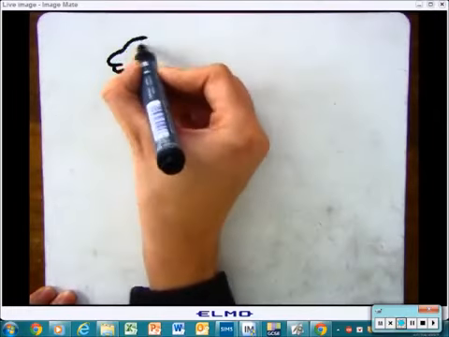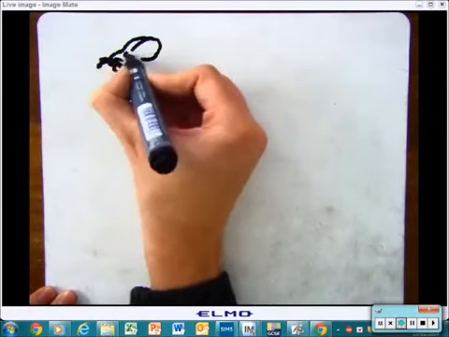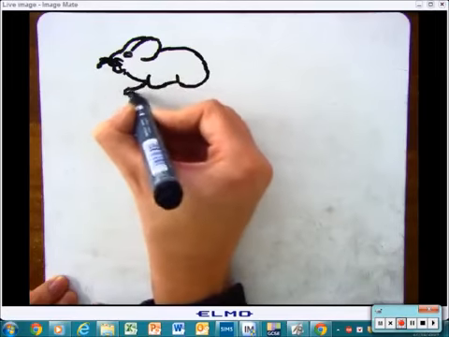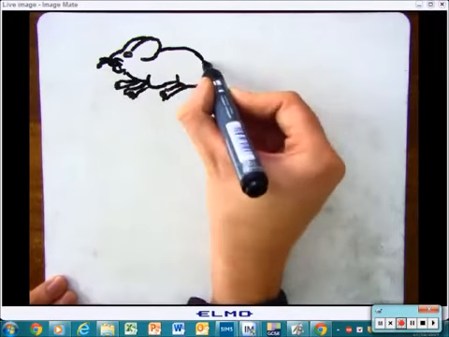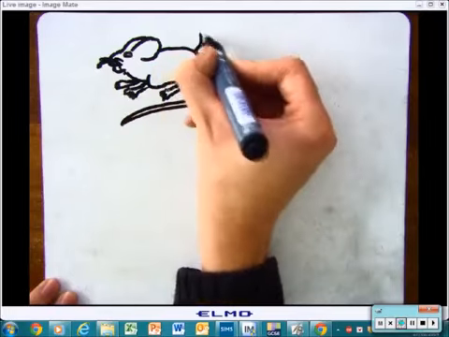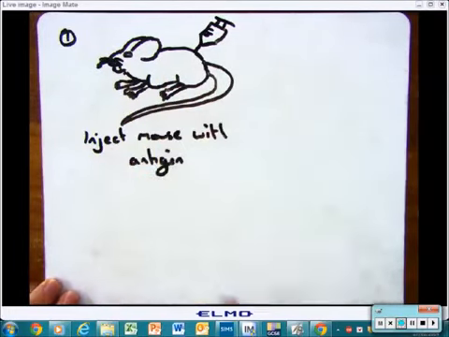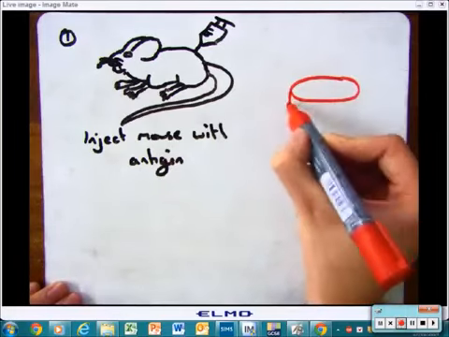So the first thing they do then is they need to produce the B lymphocytes, and to do that they will inject a mouse with some of the antigens. Now, antigens are the things that the antibodies latch onto that are attached to the pathogens. So they will inject these into the mouse, and the mouse will then produce antibodies.